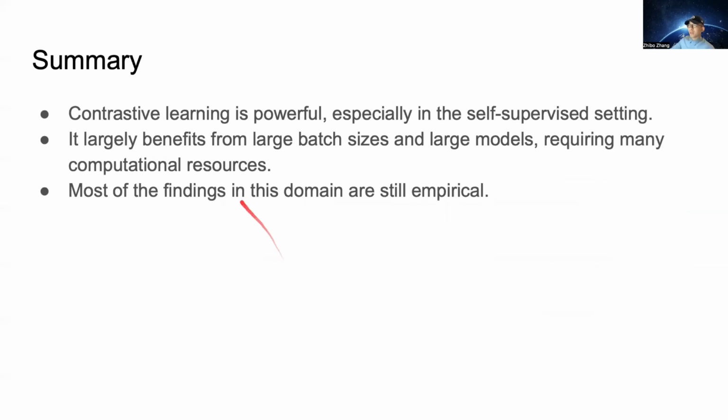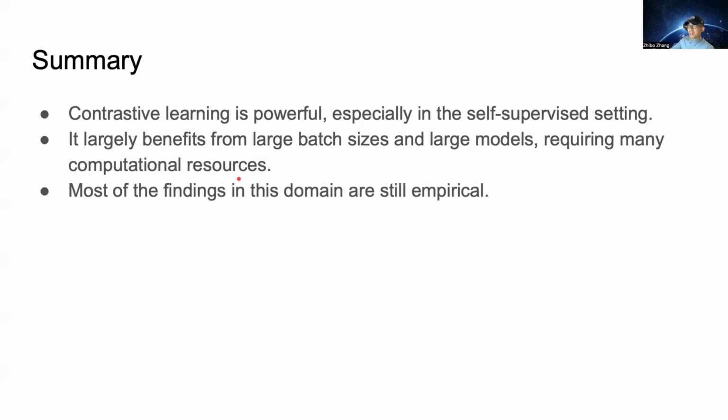So as a summary, there are some takeaway points. First, contrastive learning is very powerful, as we have seen just now, especially in the self-supervised scenario where the label information is absent or it is too expensive to ask human experts to manually label the data. Secondly, it largely benefits from larger batch sizes and larger models, which means that for it to work very well, you have to have a large amount of computational resources, right?